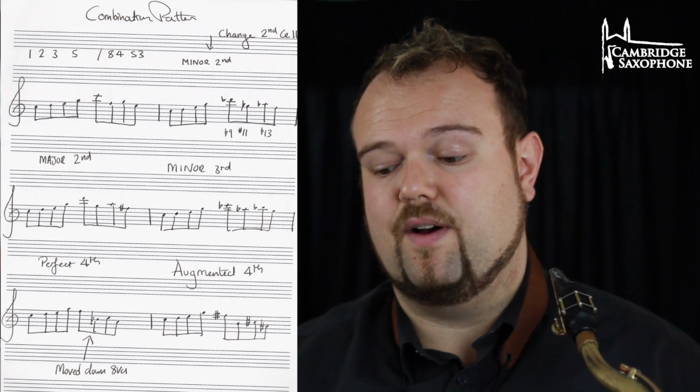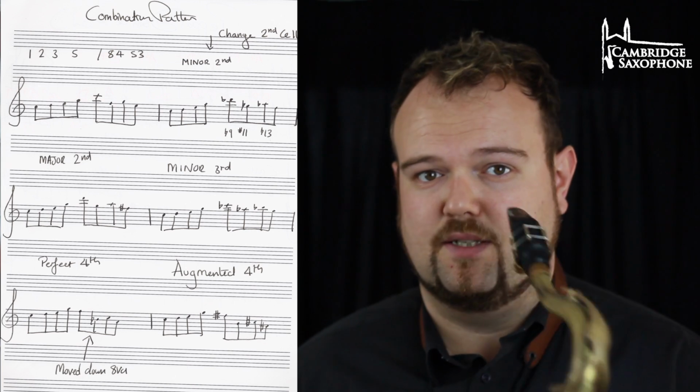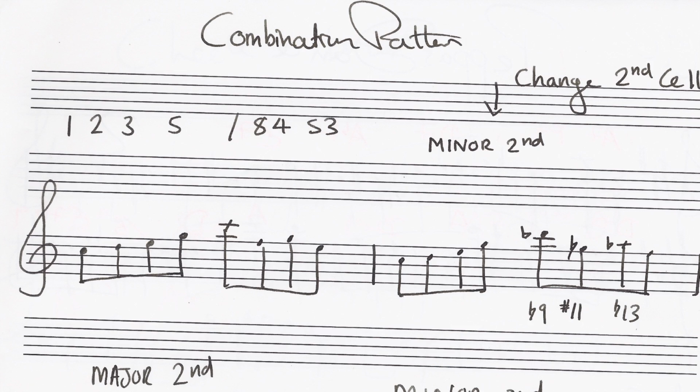So 1, 2, 3, 5, we'll do it in C major to keep it nice and simple. And 8, 4, 5, 3. Sorry. Okay, can you hear that? 1, 2, 3, 5, 8, 4, 5, 3. That's because I got ahead of myself and looked at number 2 and played a D flat.